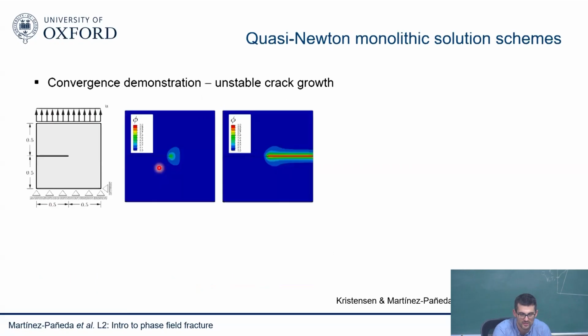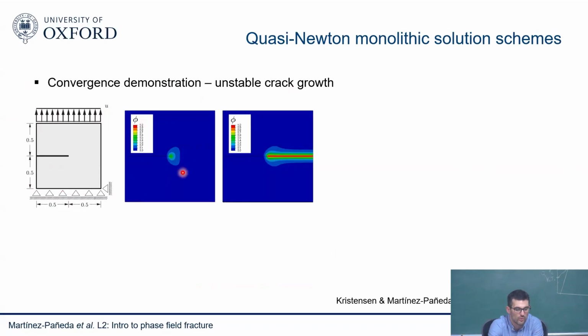So let me show you some representative results. This is a very classic example in phase field. Your material is linear elastic. You have a square plate with a crack, and you pull. This is linear elastic material, mode 1, so the crack is going to grow in an unstable way. Just sudden crack growth, mode 1 fracture in a brittle material, right? Unstable crack growth.